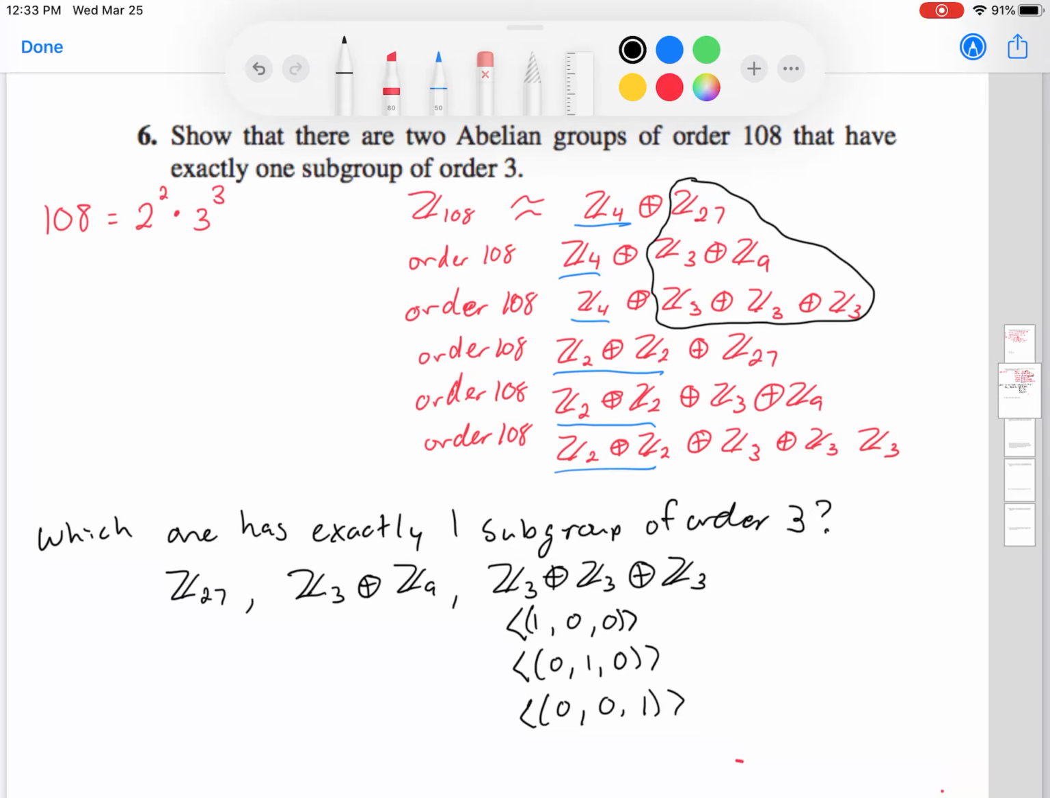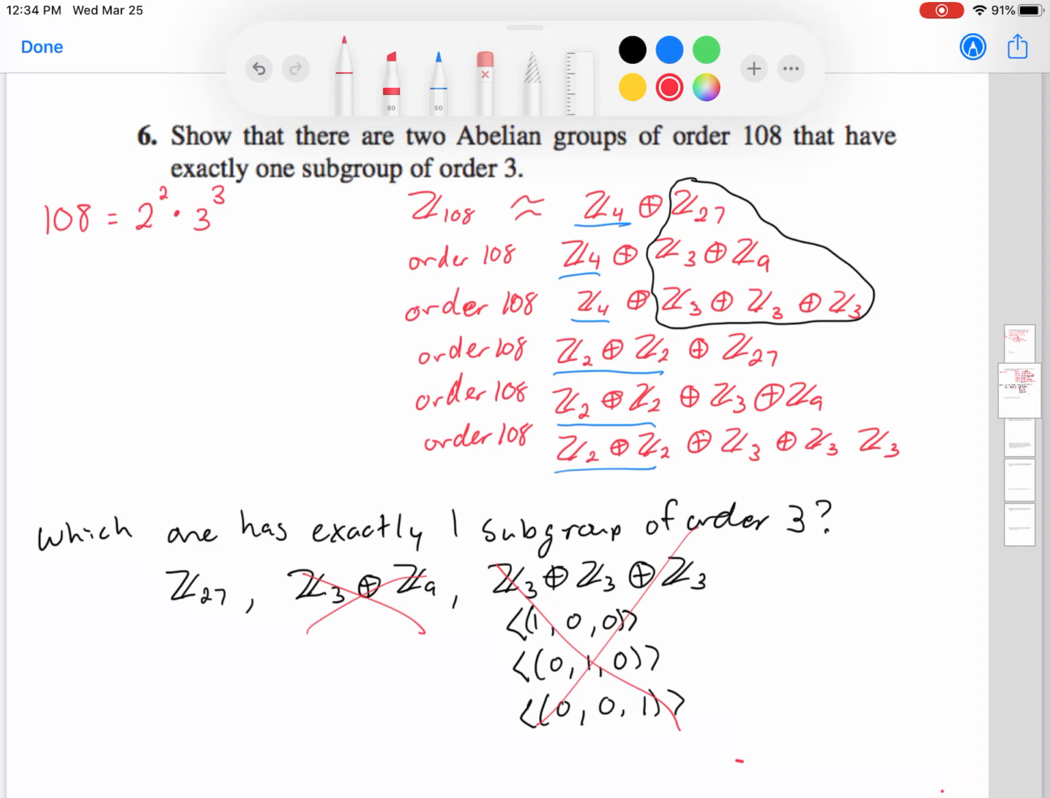So we're seeing there that Z3 external direct product Z3 external direct product Z3 would have more than just one cyclic subgroup of order 3. So more than one subgroup of order 3. So we know that it's not this guy. So we're able to say it's not that one. Okay. We could use a similar argument on Z3 external direct product Z9.